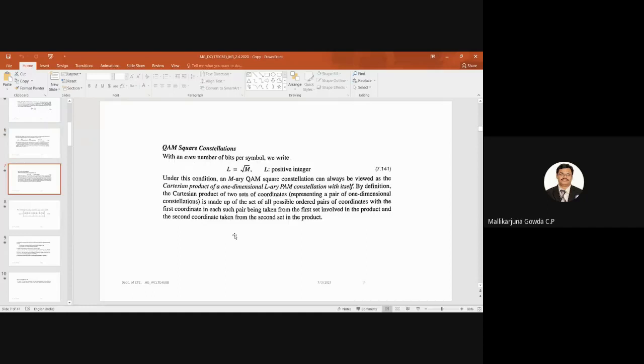So even number of bits per symbol is expressed as L equal to square root of M, where M, I said, is the number of symbols, and L is a positive integer value. With this condition, the M-ary QAM square constellation can always be viewed as the Cartesian product of a one-dimensional L-ary PAM constellation diagram with itself. So let us try to understand what is that L-ary PAM.